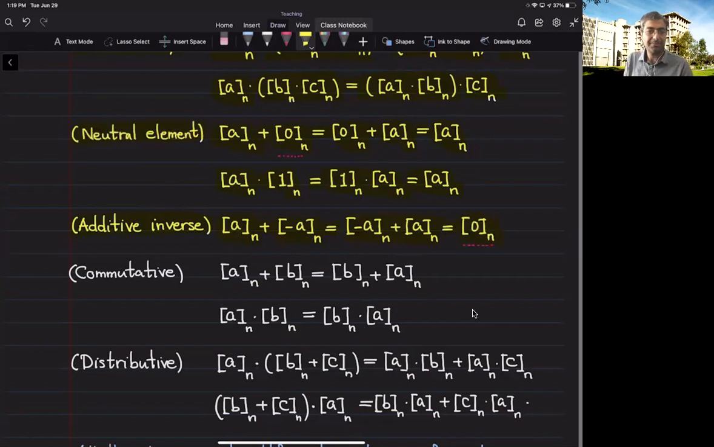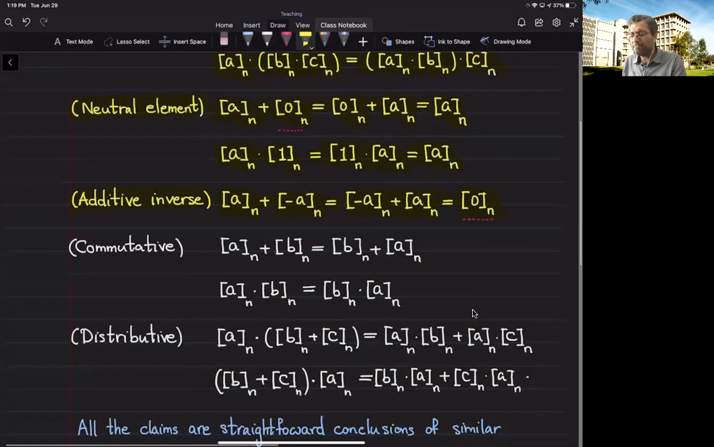I have pointed out that the order doesn't matter. In fact, both of these operations are commutative, meaning it doesn't matter what order I add, I end up getting the same result. This is the case because the same property holds for the set of integers.